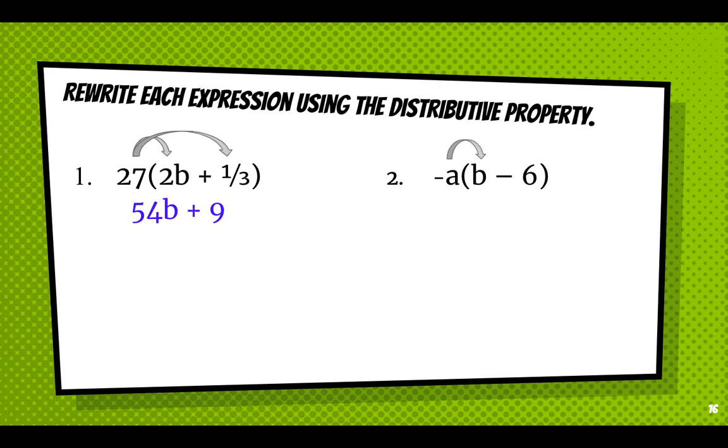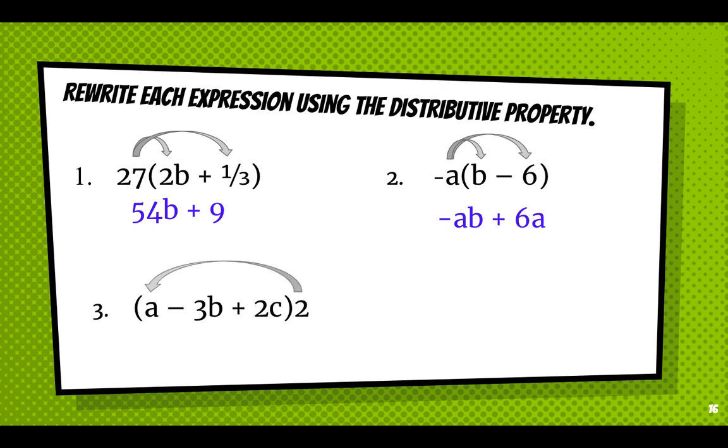In the second example, we're distributing a -a. So again, it's going to multiply by each of those. We're left with a -ab plus 6a. This one looks a little bit backwards because the 2 is happening after the parentheses, but it just distributes the other direction. It's still going to go to each term inside. We have 2a minus 6b plus 4c. And again, we're multiplying by each term.